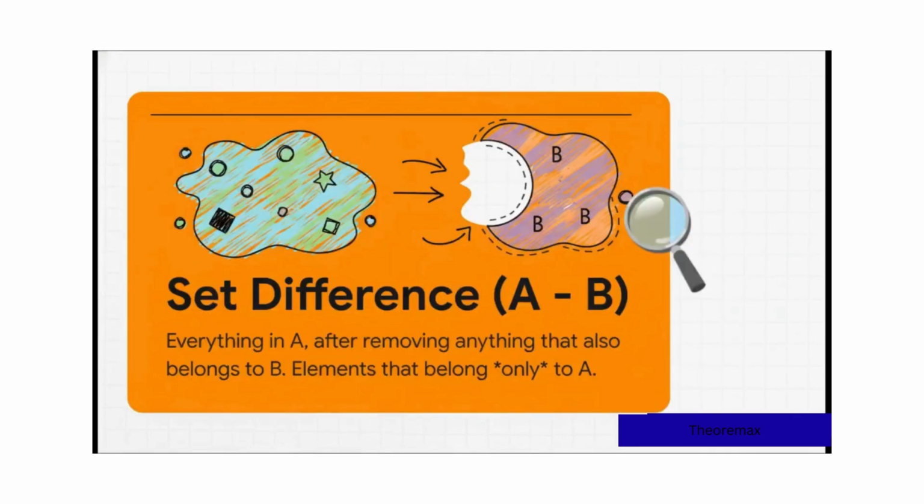And we can actually combine these ideas to create another really useful operation, set difference. Think of A minus B like this. You start with the entire circle of A, and then you just take a bite out of it, removing anything that it shared with B. What you're left with are only the elements that belong exclusively to A.